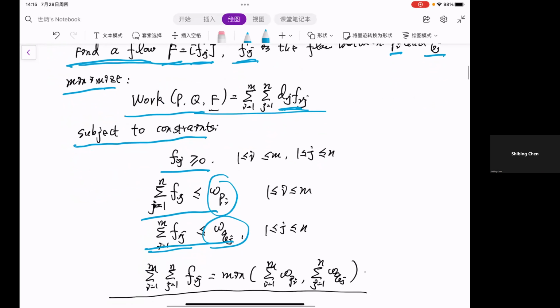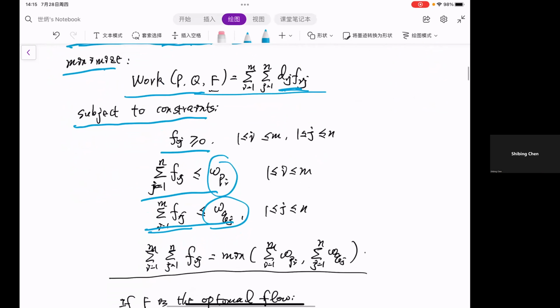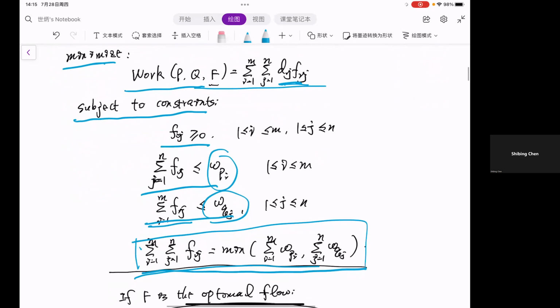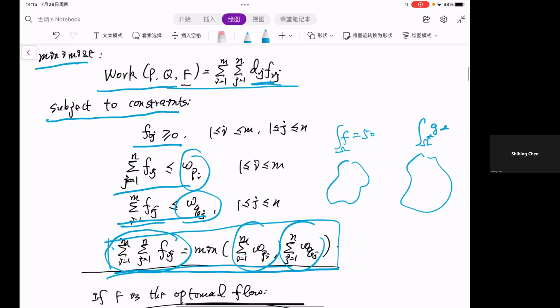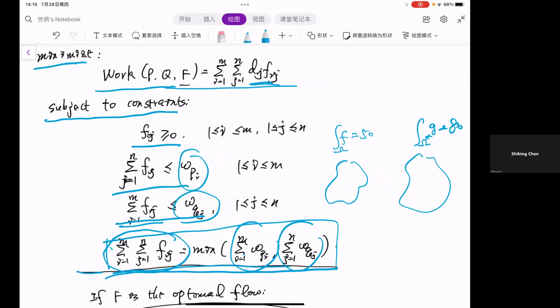But here, slightly different, they have the first constraint, which means that the total mass transported equals the minimum of the total mass of the source domain and the target domain. For example, in the previous formulation, the integral of f equals 50, for example, and the integral of g equals 80. So here the mass transported is basically the minimum of these two quantities.